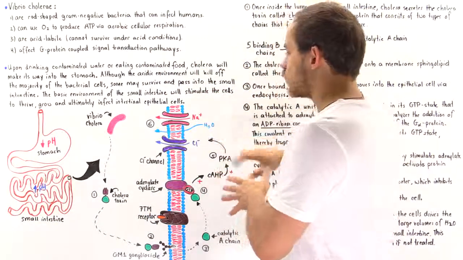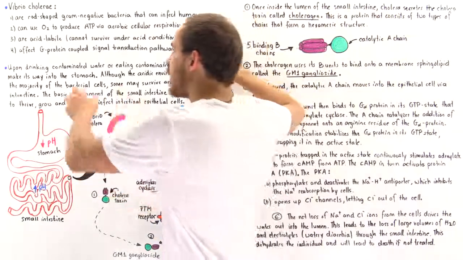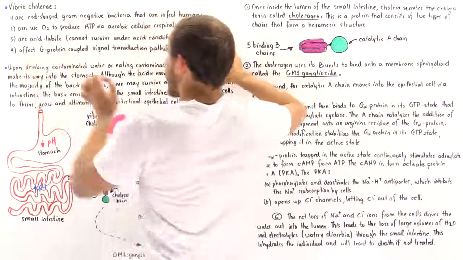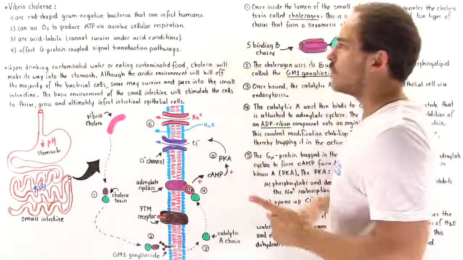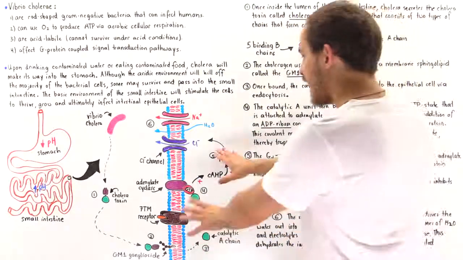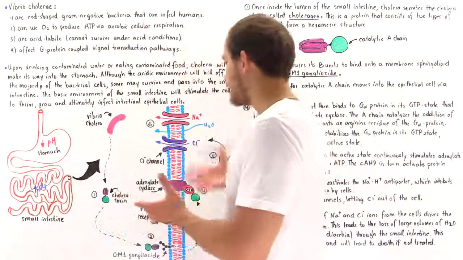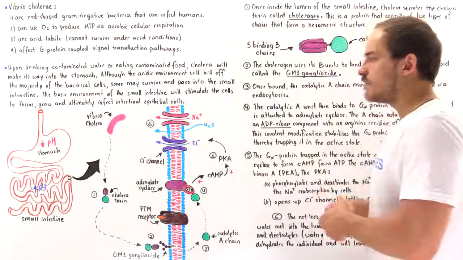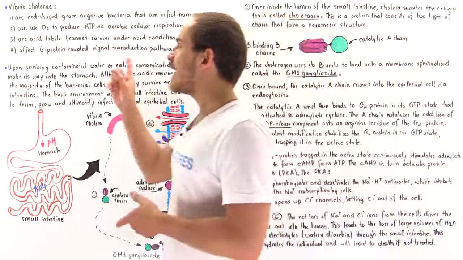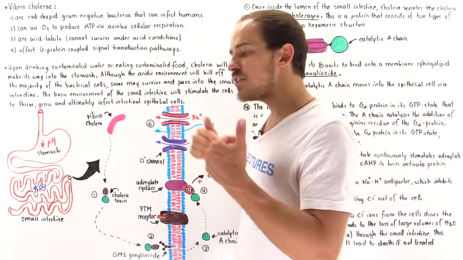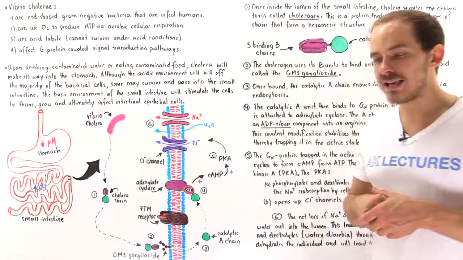And finally, as we'll see in just a moment, these bacterial cells actually affect the activity of G protein coupled signal transduction pathways, as we'll see in this diagram in just a moment. So before we look at the details of this mechanism of infection, let's actually discuss how these bacterial cells can make their way into our body.